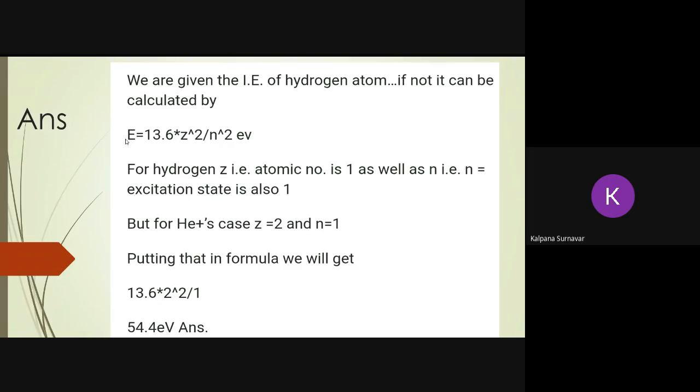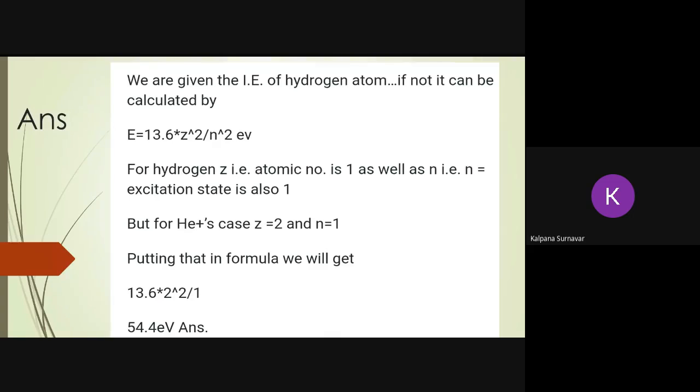Here, the minus sign is not written. So our answer comes minus 54.4 electron volt. The equation is, I am repeating again, energy is equal to minus 13.6 Z square divided by N square. After putting Z is equal to 2 and N is equal to 1, we will get the value of potential energy of a helium plus nuclei, which is equal to minus 54.4 electron volt.